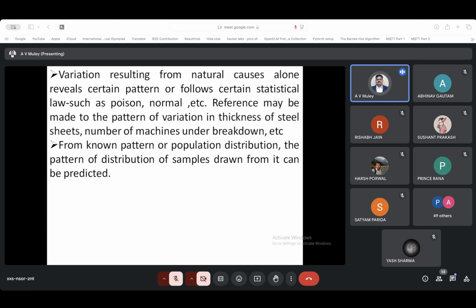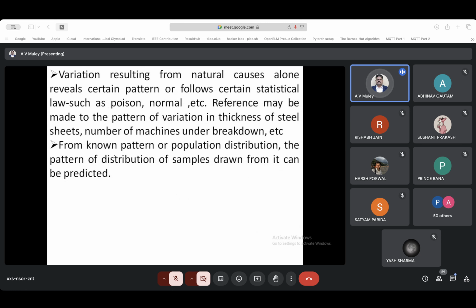So variation resulting from the natural causes alone reveals certain pattern of the follow certain statistical laws such as Poisson's, normal, etc. A reference may be made to the pattern of variation in thickness of a steel sheet, number of machines under breakdown, etc. From known pattern of population distribution, the pattern of distribution of sample drawn from it can be predicted. तो इसके लिए आपने पढ़ा होगा मैथमेटिक्स में कई सारे डिस्ट्रीब्यूशन हम लोग करते हैं, नॉर्मल डिस्ट्रीब्यूशन, बाइनोमियल डिस्ट्रीब्यूशन, पॉइसन डिस्ट्रीब्यूशन, चाय स्क्वायर डिस्ट्रीब्यूशन, टी स्क्वायर डिस्ट्रीब्यूशन एंड मल्टीपल डिस्ट्रीब्यूशंस, ठीक है.